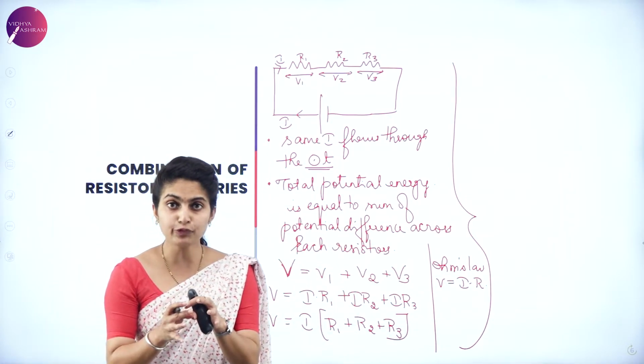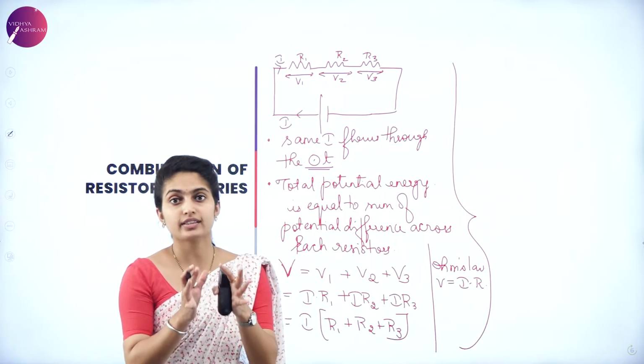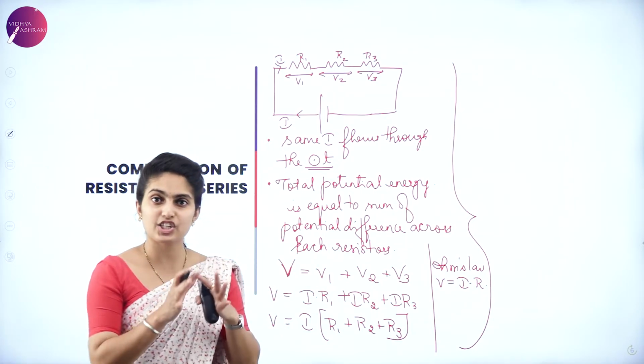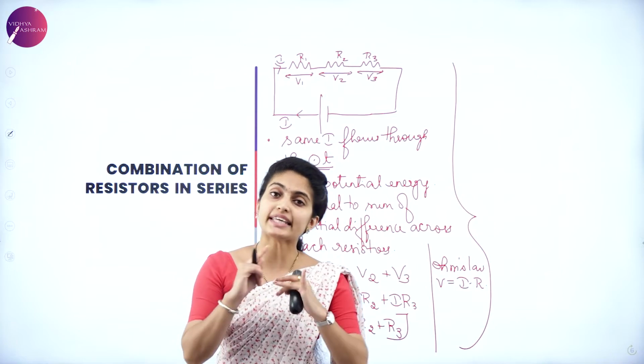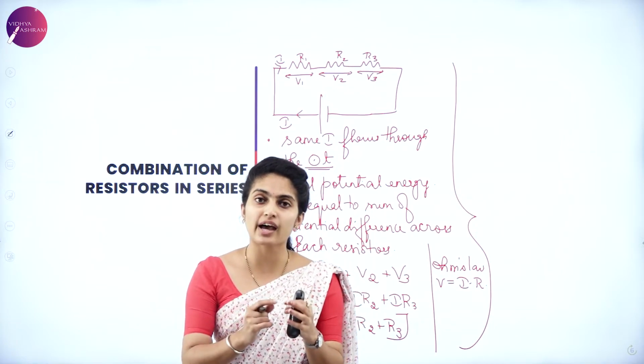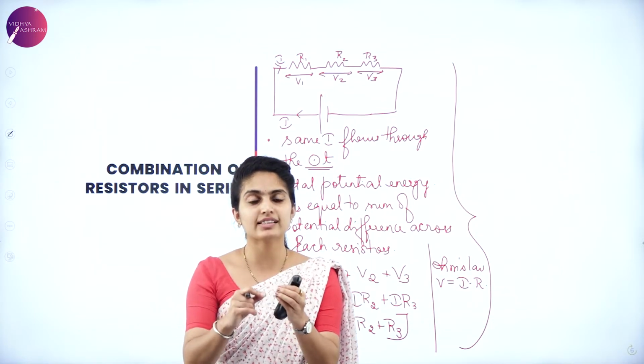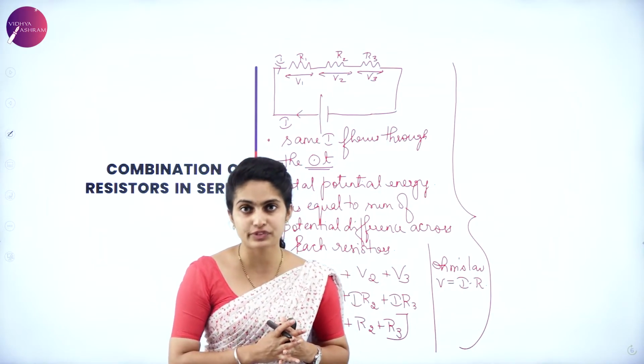Now we will have to convert the series connection of the circuit into an equivalent resistance which has the same value as when it is connected in series.